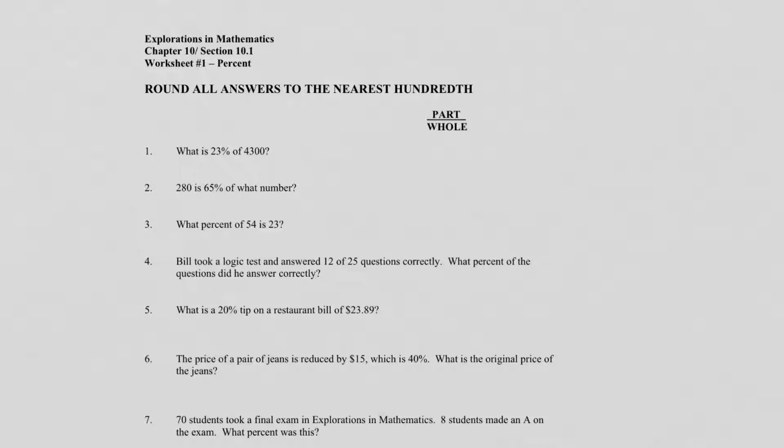This chapter is consumer math, and we're going to be doing lots of percents and decimals and loans and interest and things like that. So we're going to start with 10.1, and this is mostly going to be a review. And the challenging part will be the word problem. So let's get started.